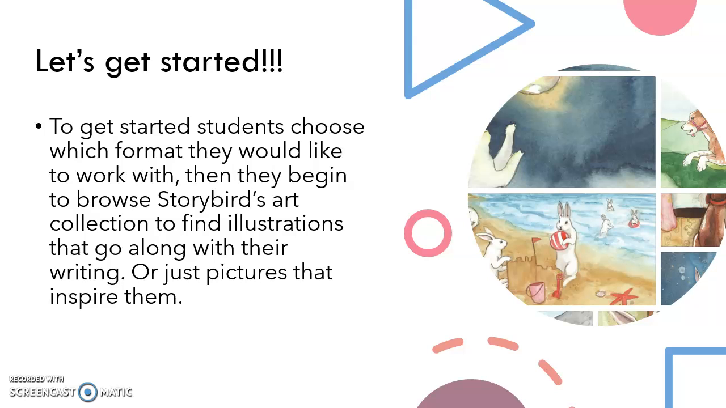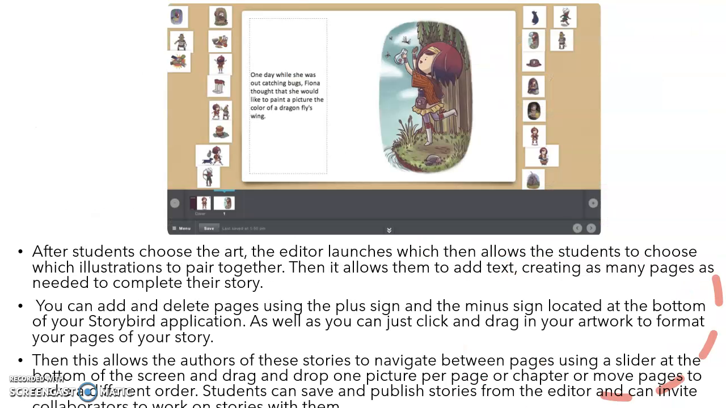So we're going to talk about how to get started. To get started, students choose which format they would like to work with. Like I said previously, it could be a long book, picture book, storybook, comics, or flash fiction, and then they begin to browse Storybird's art collection to find the illustrations that go best with their writing, or just pictures that seem to inspire them in their writing.